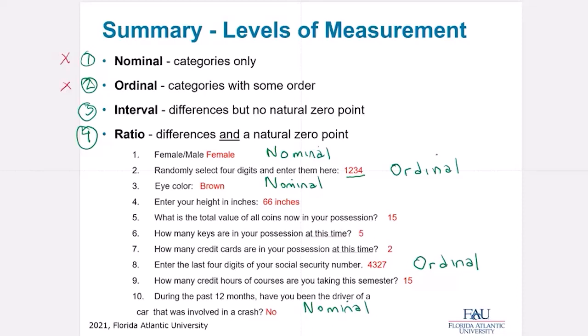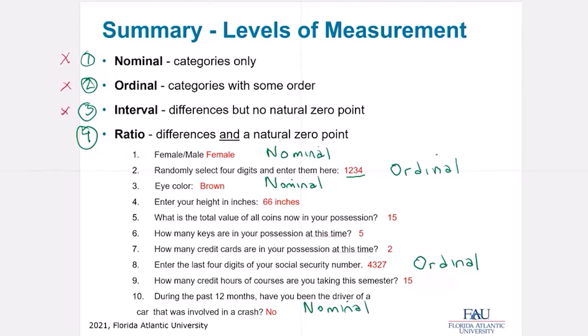There is a natural starting point. I can have 0 coins. I can have no coins in my possession. I could have no keys in my possession. I can have no credit cards in my possession. And I can have no credit. I can be taking no credit hours. I don't actually see anything here that would be interval. Let's move on and see if the rest of them are all ratio.